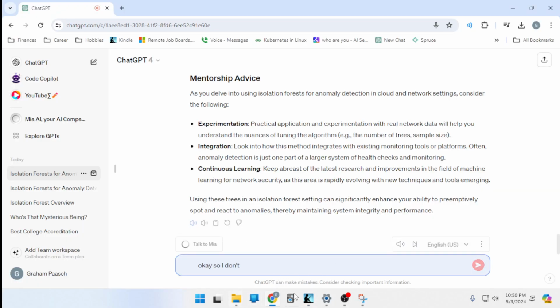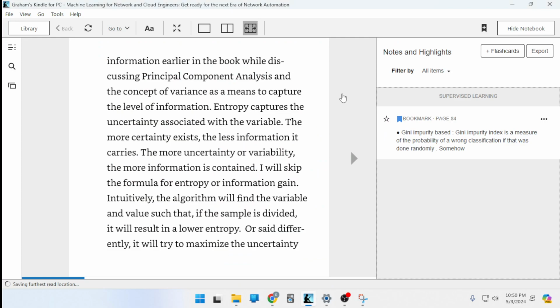Okay, so I don't remember at all principal component analysis and the concept of variance as a means to capture the level of information. This is in the context of reading the book Machine Learning for Network and Cloud Engineers. Can you please quickly bring me up to speed on this concept? Keep it brief.